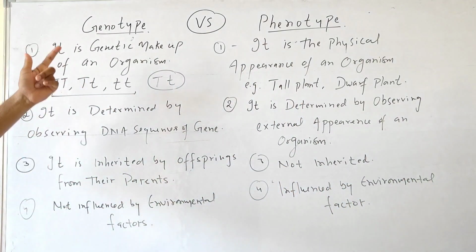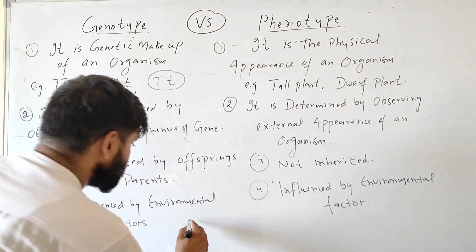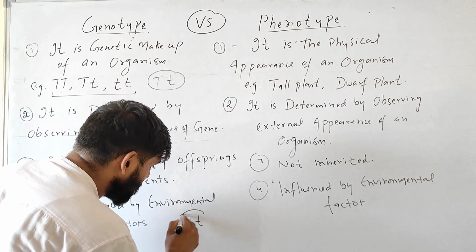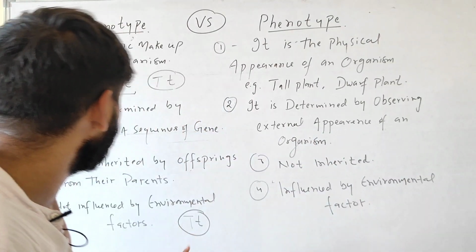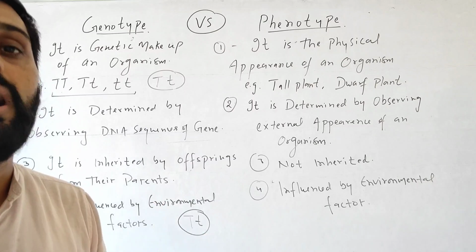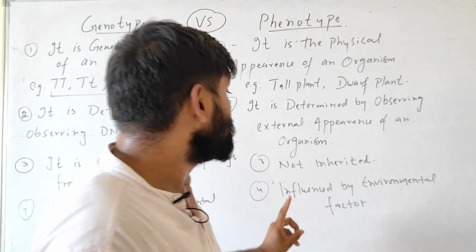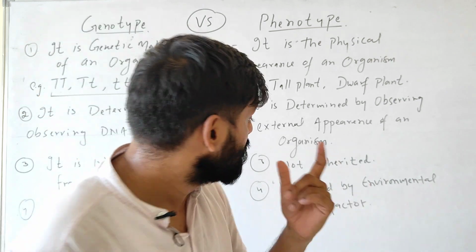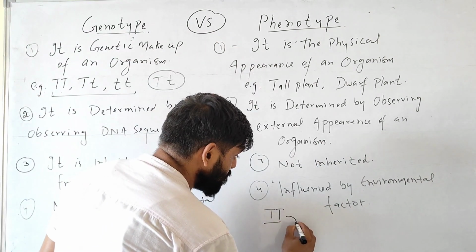Genotype is inherited. Genotype is not influenced by environmental factors. If genotype is capital T small t, it will always be capital T small t. It will never be influenced by environmental factors. But phenotype can be influenced by environmental factors. How can it be influenced? Suppose a plant has genotype capital T. This plant should be tall.